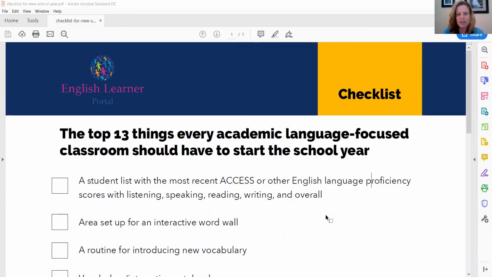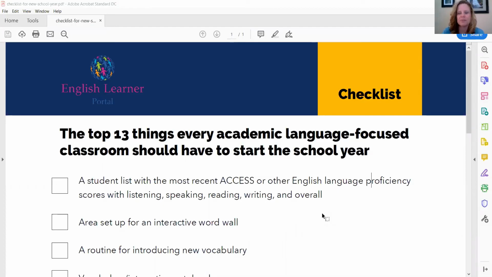So what we did was create a checklist for you. So I want to share that checklist and walk through each item and explain a little bit. Okay, so here is our checklist that you can download from our website, so you can have a copy of the PDF yourself. I'm just going to scroll through it with you and talk through our 13 things every academic language-focused classroom should have to start the year.